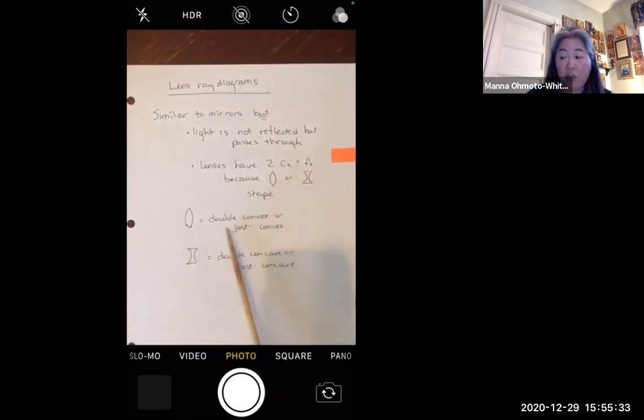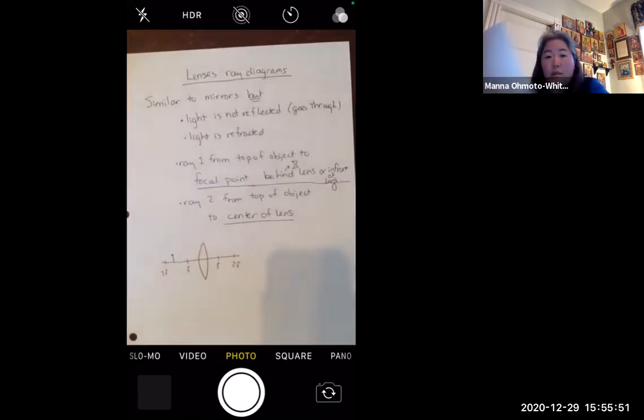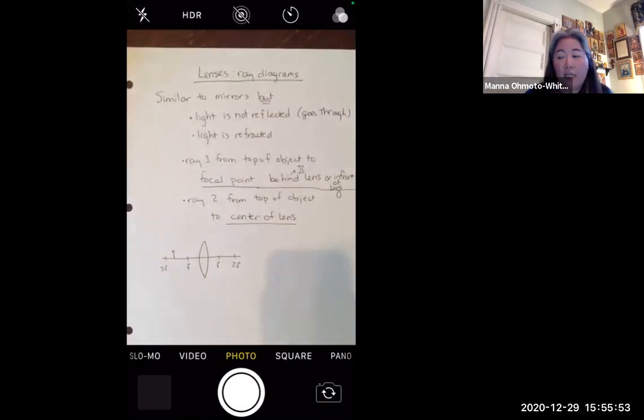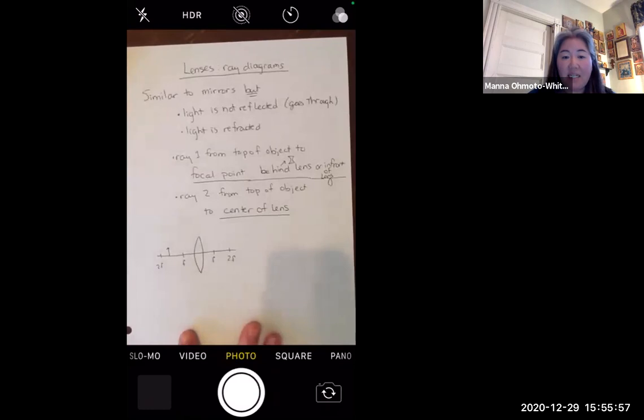This shape right here is called a double convex because both sides have convex surfaces, or just convex lens. And this shape right here, an hourglass, is called a double concave because both sides are concave surfaces. We can also just call that concave as well. So the light is refracted, and so we have to have it bend.